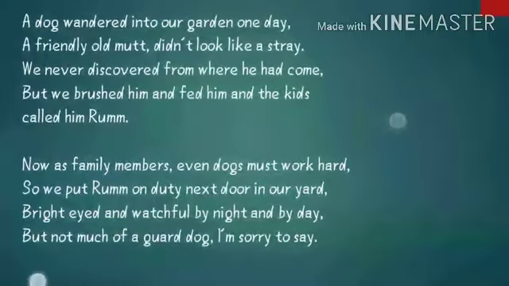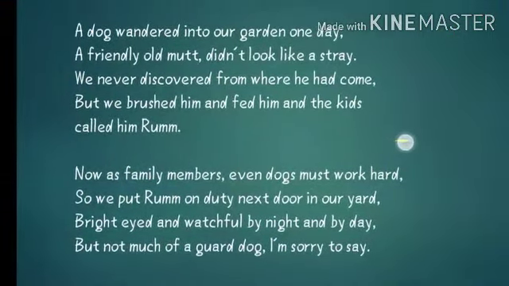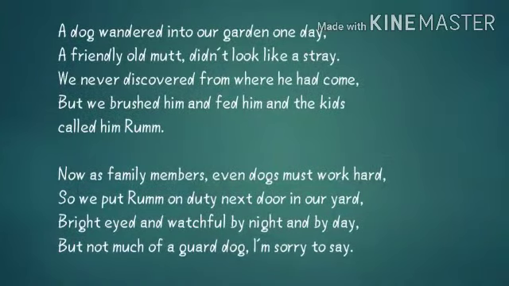Okay, as we know, this Rum is a dog. He was just wandering about. I'll just read it and I'll explain once again. A dog wandered into our garden one day. A friendly old mutt didn't look like a stray. We never discovered from where he had come, but we brushed him and fed him, and the kids called him Rum. Okay, there was a dog who was just wandering, who was a stray dog.